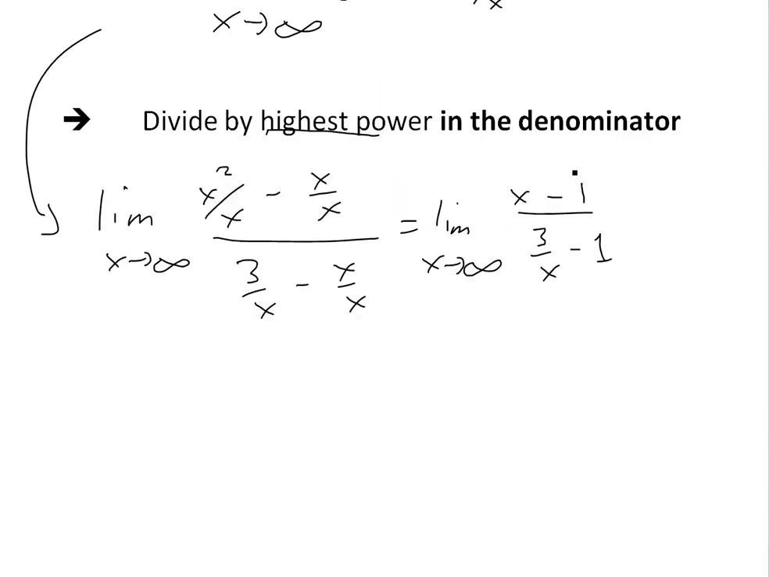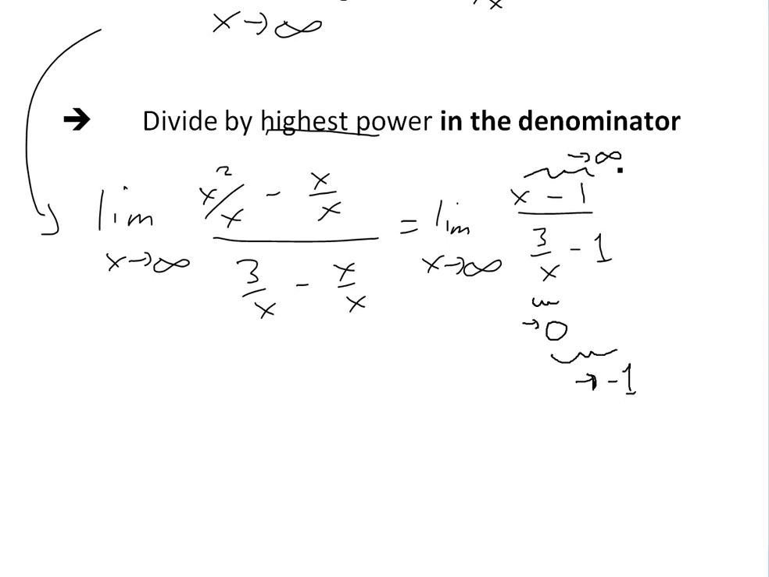So now if you were to put really large numbers in here, as you can see, the top's going to be going to infinity, because you're going to have infinity minus 1, so this is going to infinity. But the bottom right here, this part, 3 divided by x, is going to 0 as you divide by a really large number. 3 divided by infinity, etc., you're going to 0. So the bottom overall is just going to be approaching -1.